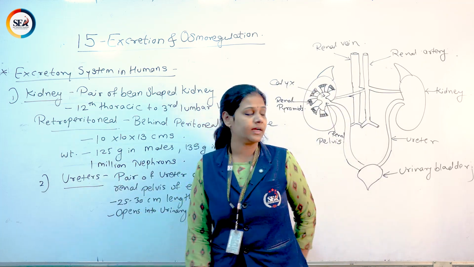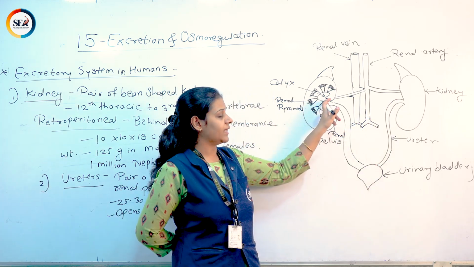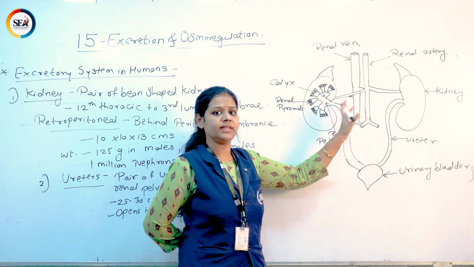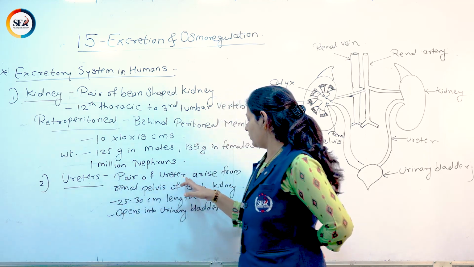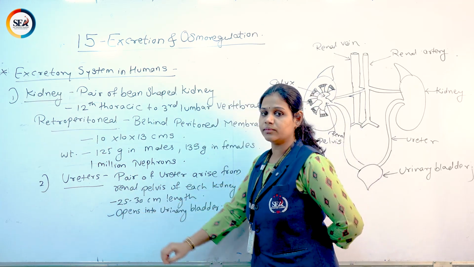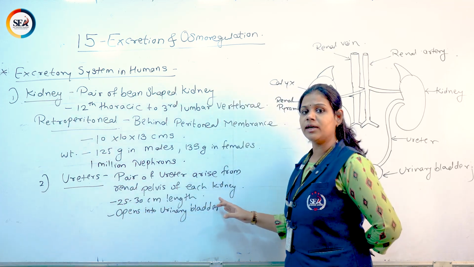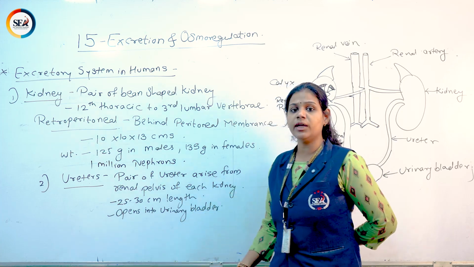Ureters. What are ureters? A pair of ureters arise from the renal pelvis, that is this point of kidney, from each side. So, a pair of ureters arises from the renal pelvis of each kidney. The dimensions of ureters are 25 to 30 centimeters in length. It opens into the urinary bladder.